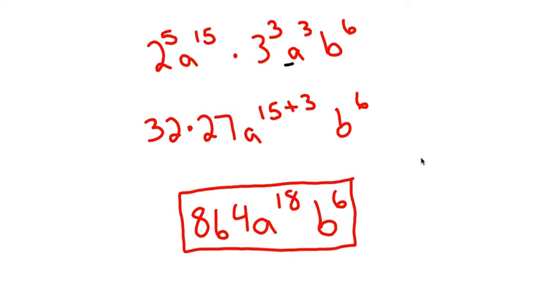So then again, I made my numbers out front. Bring the numbers out front. 2 to the 5th gives me 32. 3 to the 3rd gives me 27. Add the powers, so I have a to the 15th, a to the 3rd, so those are being multiplied and we add those exponents. 15 plus 3 gives me a to the 18th. And then b to the 6th, since that was the only b term, we just bring that down. Multiply your numbers. 32 times 27 gives me 864, so there's your final answer for that one.